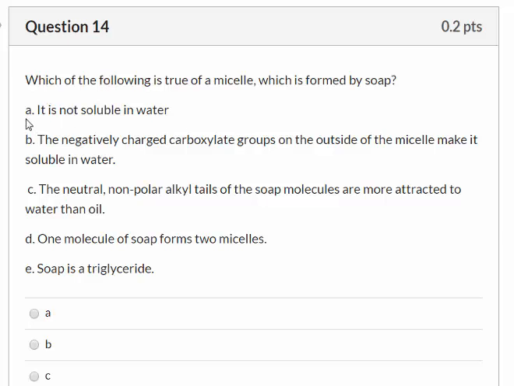Okay, let's look at these possible answers. Which is true of a micelle? A micelle traps dirt or oil in the middle, and the reason it works is because it makes that oil, which is not usually soluble in water, soluble in water, so it rinses down your sink.